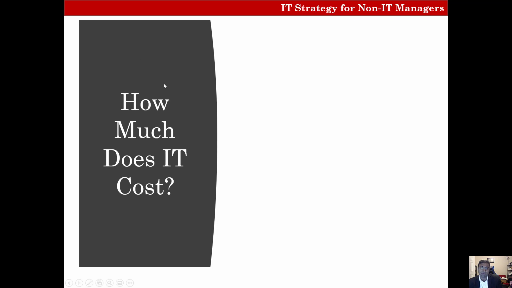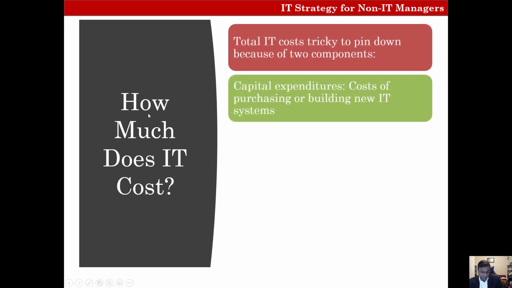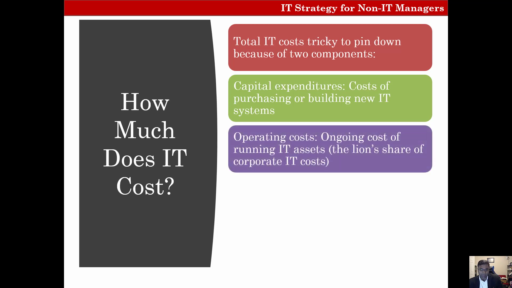And this is tricky because we have two components to it. The first one is capital expenditures, which is the cost of purchasing or building new systems. Capital expenditures, unlike operating expenditures, pay off in the future and therefore compete with other immediate investments of the firm. Operating costs are ongoing costs of running IT assets, and this is the lion's share of corporate IT costs.